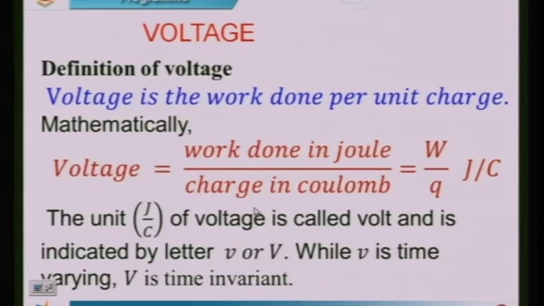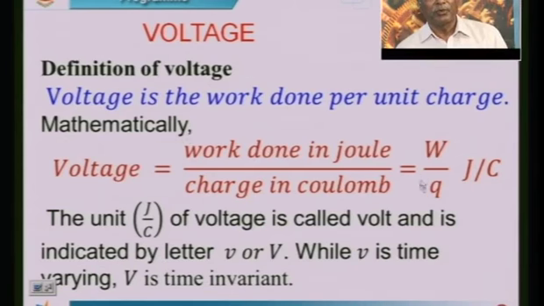What's the definition of the voltage? It is the work done per unit charge. So in that case, voltage can be taken as W by Q, W being the work done, the unit is joule, and the charge is nothing but coulomb. Therefore, J by C is the unit of voltage. However, it is not always used as J by C only. It will be generally represented by volt, which may be small v or capital V.